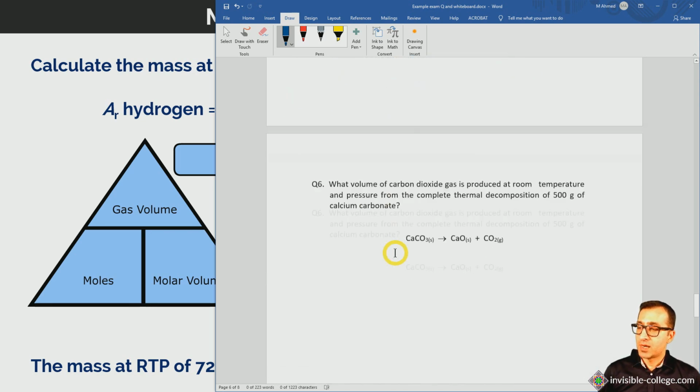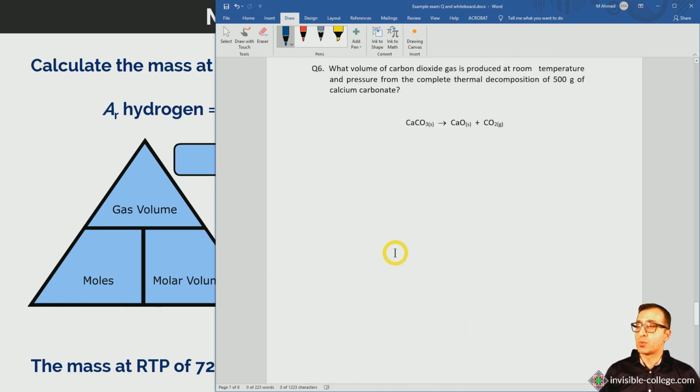So let's have a look at a problem involving gas volumes now. What volume of carbon dioxide gas is produced at room temperature and pressure from the complete thermal decomposition of 500 grams of calcium carbonate? Again, we're being given the balanced symbol equation here. So have a go at this one and we'll look at the solution in a moment.